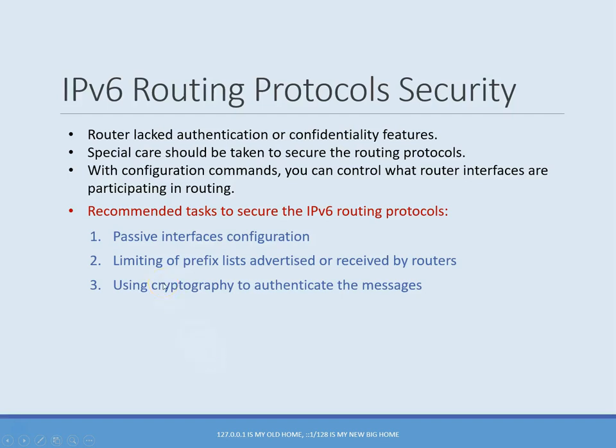In the previous lab, we learned about passive interfaces and how to configure them in an IPv6 network topology. It was one of three recommendations on how to secure IPv6 routing protocols. In this lab, we are going to learn about prefix lists and how to limit the advertised or received prefix lists by IPv6 routers.